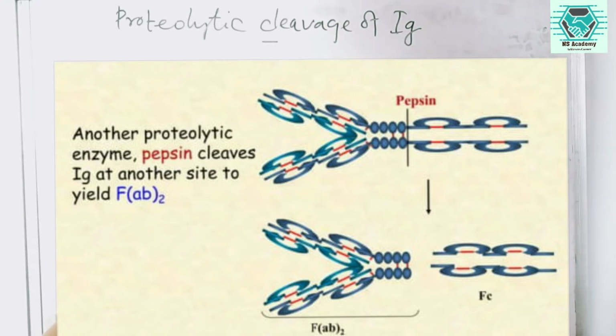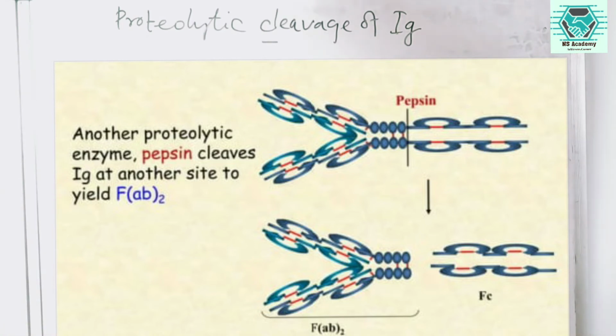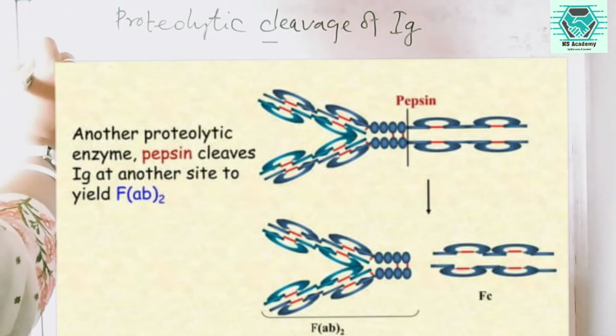So you can see in the diagram. Another proteolytic enzyme is pepsin. So how does the pepsin cleave? Pepsin cleaves immunoglobulin at another site to yield FAB2. So the next diagram shows the cleavage by the pepsin enzyme, and we find the two regions, FAB2 and FC. So these are the proteolytic cleavage of immunoglobulin by the two enzymes, papain and pepsin.